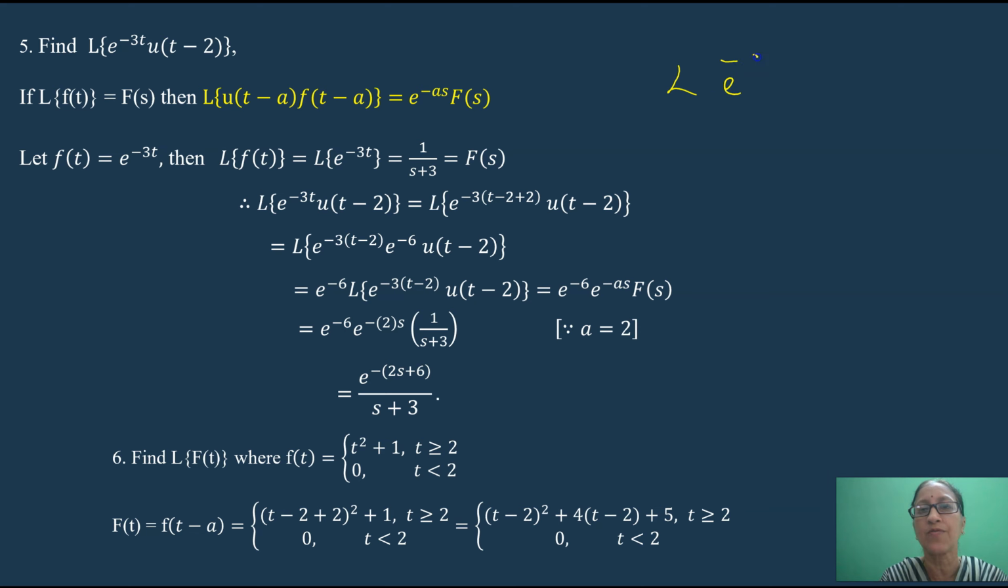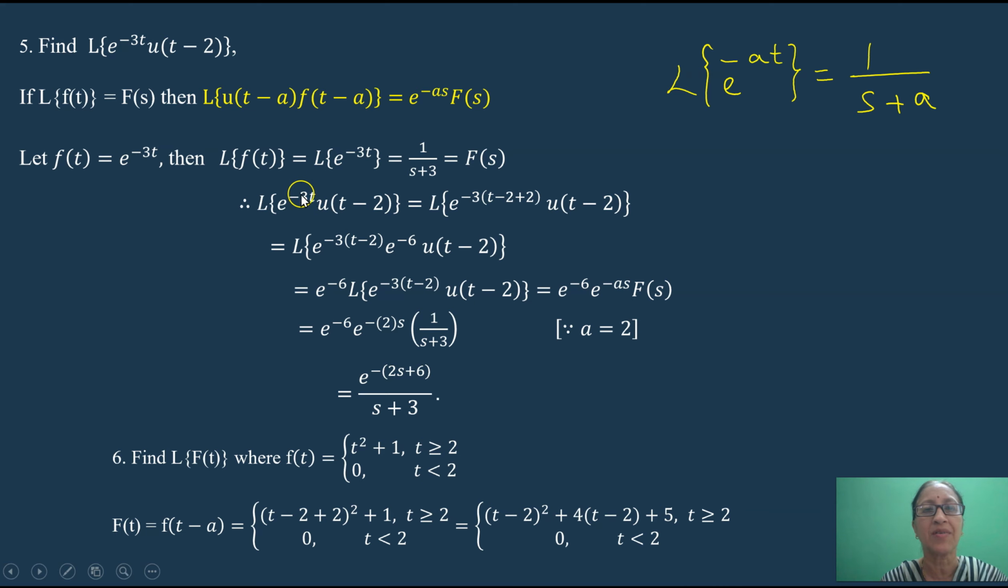Laplace transform of e power minus at equals 1 upon s plus a. By using this formula, here we have evaluated Laplace transform of e power minus 3t. Now, to find Laplace transform of e power minus 3t into u of t minus 2, first we have to express this e power minus 3t in the form of e power, where this power should be in terms of t minus 2.